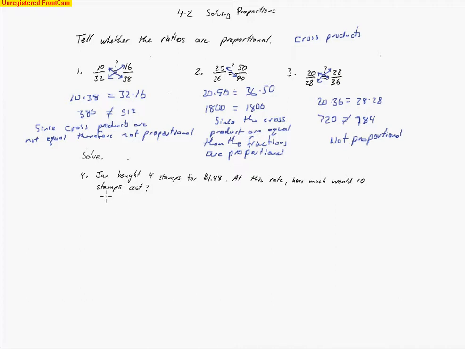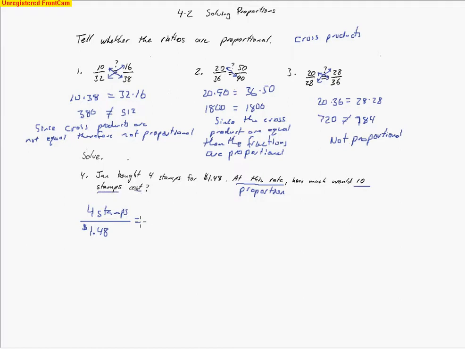So the next problem asks us to solve. It says Jan bought 4 stamps for $1.48 at this rate. So when they say at this rate, that means we're going to set up a proportion. And so our rate is this: 4 stamps costs $1.48. Now notice I use the units in there so I can get my proportion correct. Because then it says, at this rate, how much would 10 stamps cost?